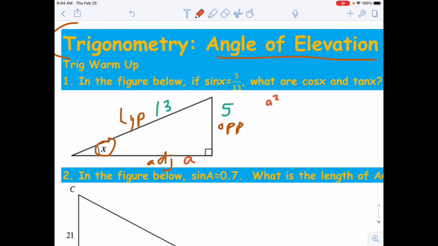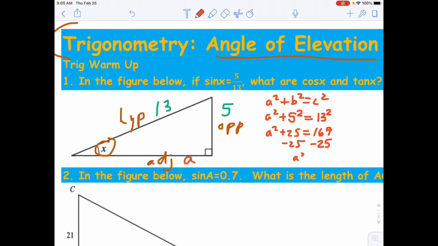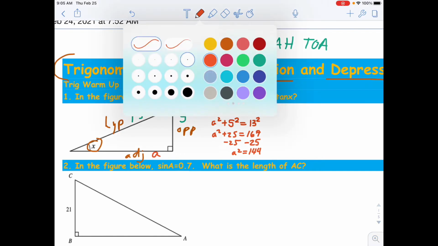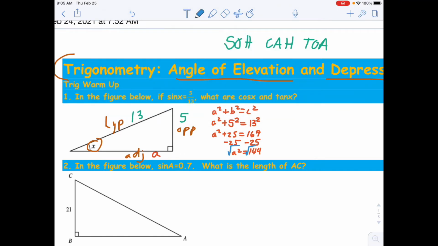So a squared plus b squared equals c squared. We need to find the adjacent side. We know the opposite side, the other leg, is 5, and then the hypotenuse, which is always c, is 13. So we have a squared plus 5 squared equals 13 squared. Minus 25 from both sides. We get a squared equals 144. And then you take the square root of both sides, and then a will equal 12. Alright, cool beans. So then that's 12.